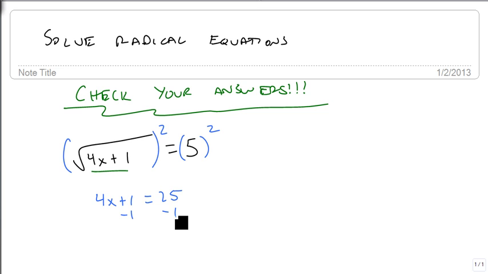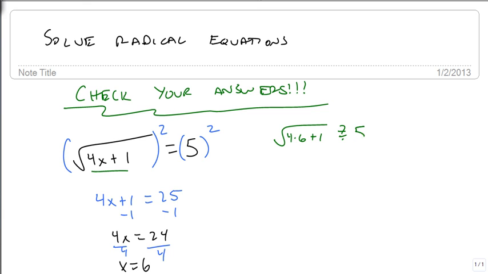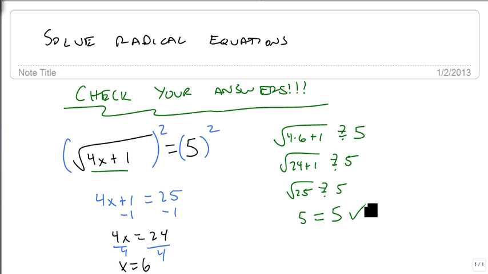We then solve this like any other equation to get 4x equals 24, divide by 4, and we see that x equals 6. So we need to make sure that we've done this right, so we check our answer. So does the square root of 4 times 6 plus 1 equal 5? Well, 4 times 6 is 24. 24 plus 1 is 25. The square root of 25 is 5, and sure enough, 5 equals 5, and so we get x equals 6.